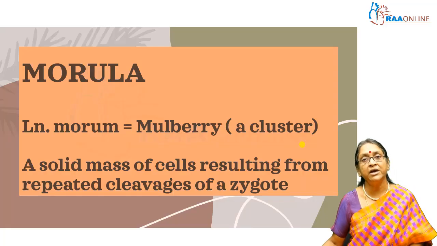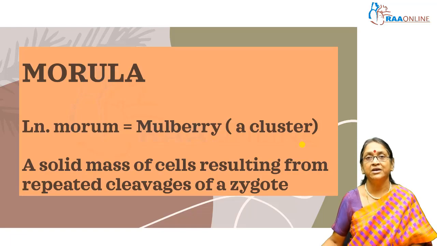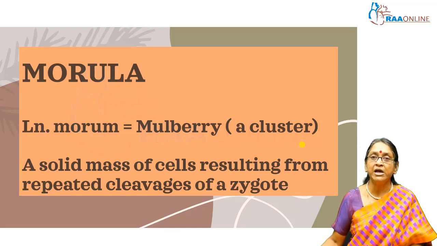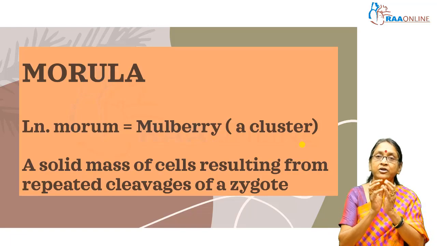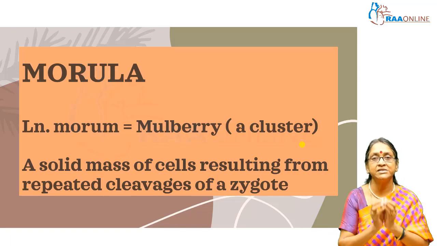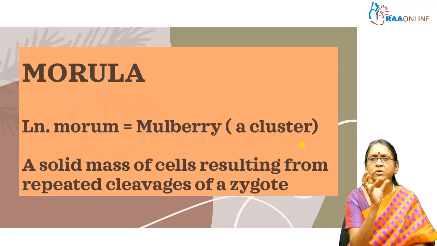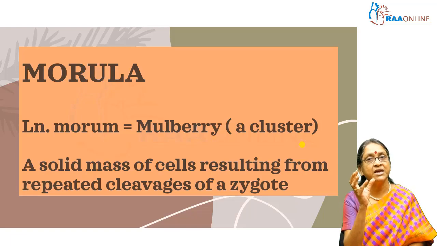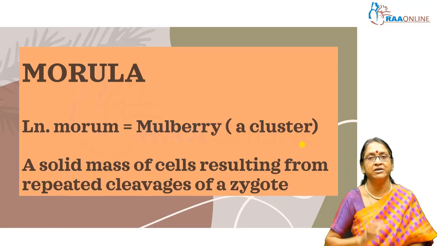Another term that we encountered is morula. The Latin root word is morum, which is a mulberry. You all know what a mulberry is. The mulberry is a particular type of plant where the fruits, the produce, are in a cluster. The fruits are in a closely packed cluster, and that is what we say is a cluster of mulberry.